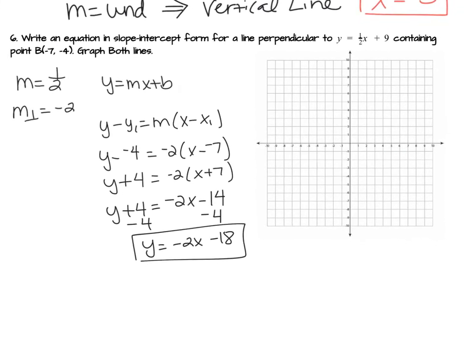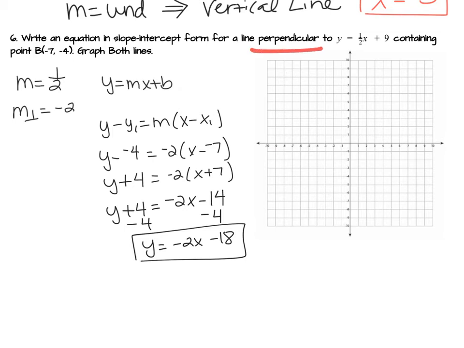And in here, you were to write an equation in slope-intercept form for a line perpendicular to 1/2 x plus 9, containing point B, which is (-7, -4). And then you're going to graph both lines, the original line and then your new line that we'll find at the end. And so we know that our first clue here is that it's perpendicular.